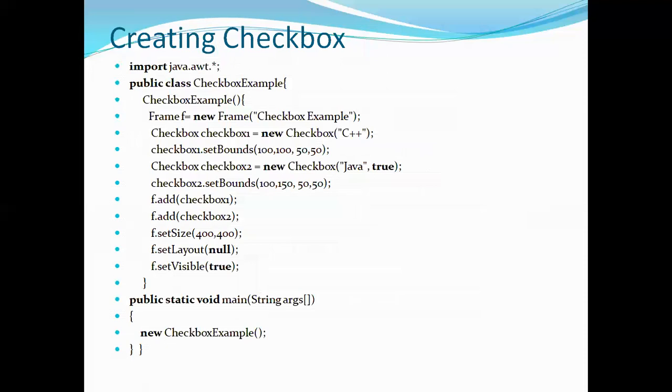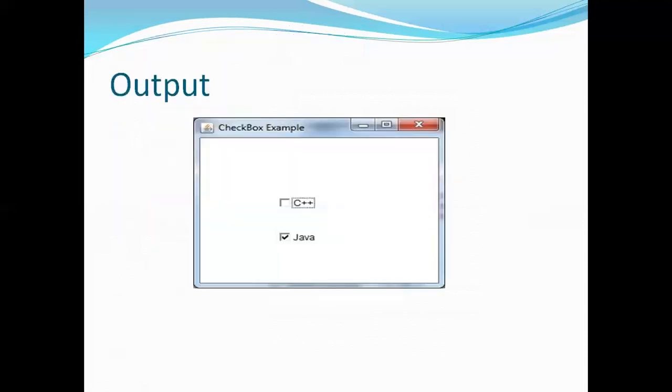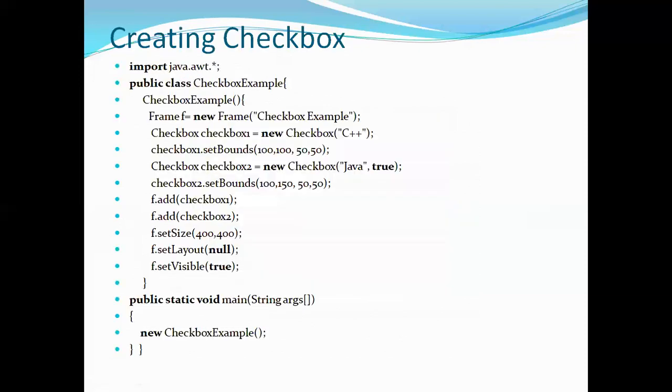Next, let's see how to create the checkbox. First of all, let's see what a checkbox is. A checkbox will be something like this, where options are given and you can put a tick mark for enabling that. This kind of option you'll call a checkbox. So checkbox is also one of the components which can be used in a GUI. Let's see how it is included in the frame.